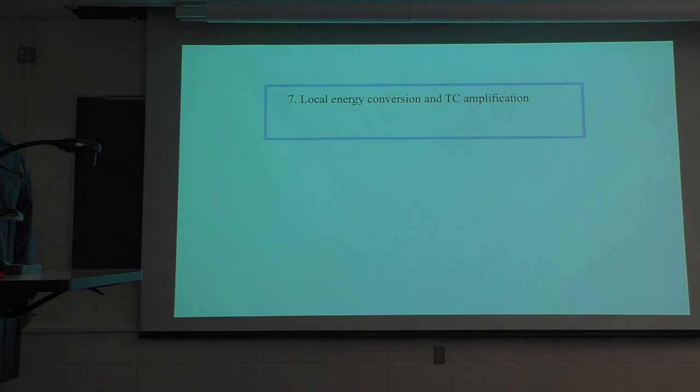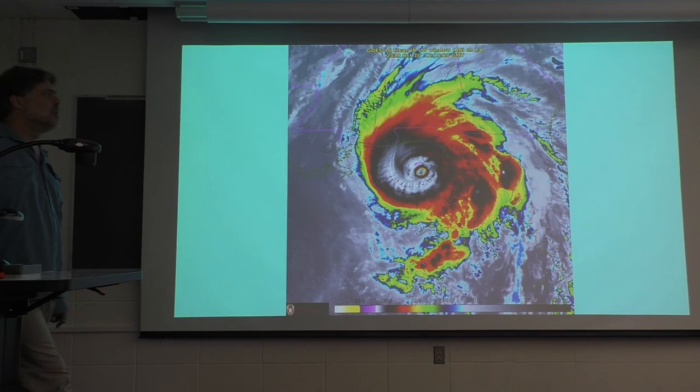Okay, so the question is, what is the role of asymmetries? And this is the landfall of Hurricane Michael, which, wow, there's a lot of clear properties of symmetry, but there are also really interesting departures from symmetry. And that's kind of a general rule of tropical cyclones.